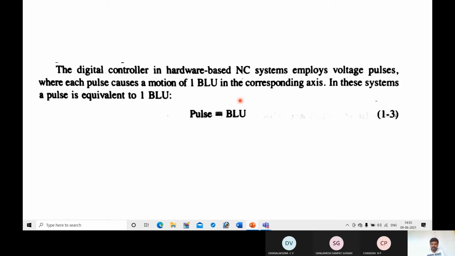The meaning of this is, in NC systems, when the motor receives one pulse input, that will result in a movement of one basic length unit. If the basic length unit is 0.0001 inches, and you give one pulse input to the motor, that will result in a movement of 0.0001 inches along X, Y, or Z, depending on which axis the drive is for. In these systems, a pulse is equivalent to one basic length unit. If you give one pulse input, that will result in one basic length unit movement.